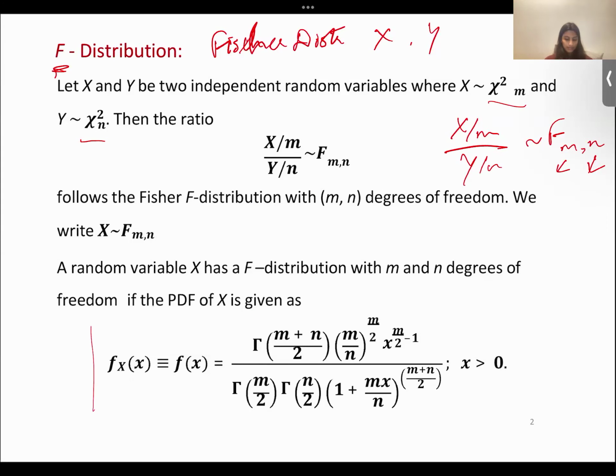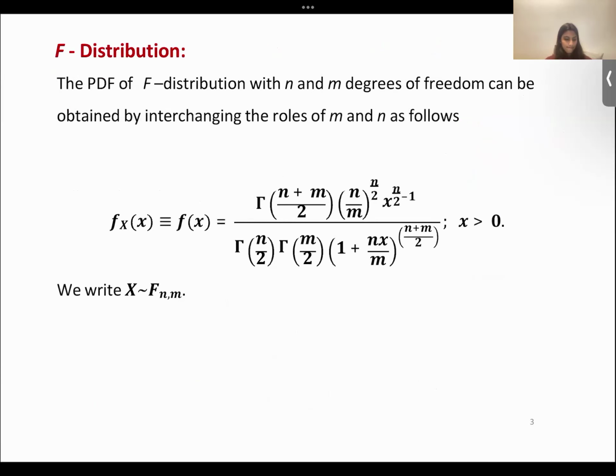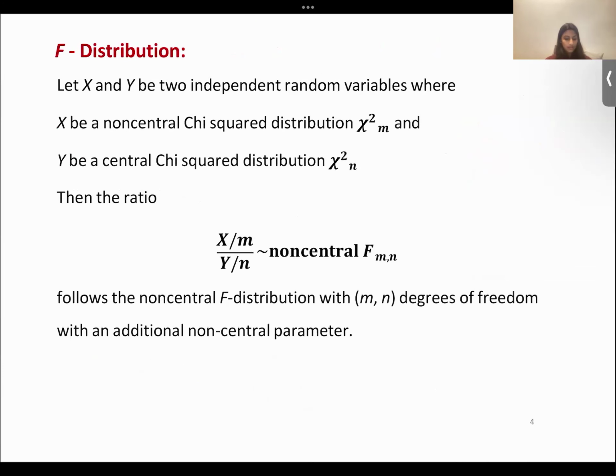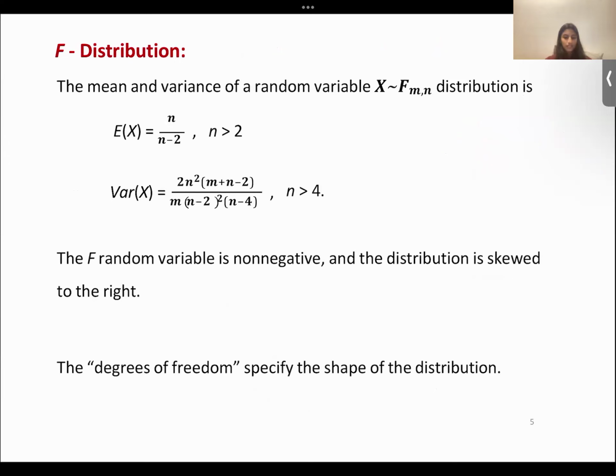So again, the PDF is given by this complex formula, and x has to be greater than 0. The mean of a random variable that follows an F distribution is given by n by n minus 2. And the variance is given by this formula. And n has to be greater than 4, because the denominator here can't be 0, right? The variance can't be 0. The variance has to be some value. So n has to be greater than 4 to satisfy that.